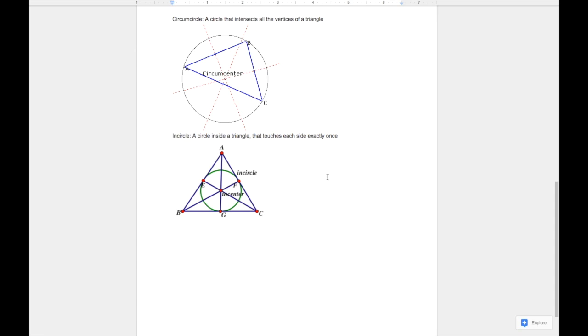And then we have the incircle. So an incircle is a circle inside the triangle that touches each side exactly once. So it doesn't intersect and then go back out. The edge of the circle touches the side.